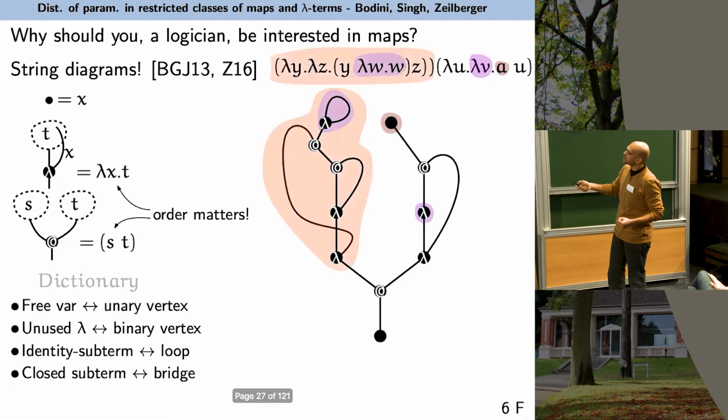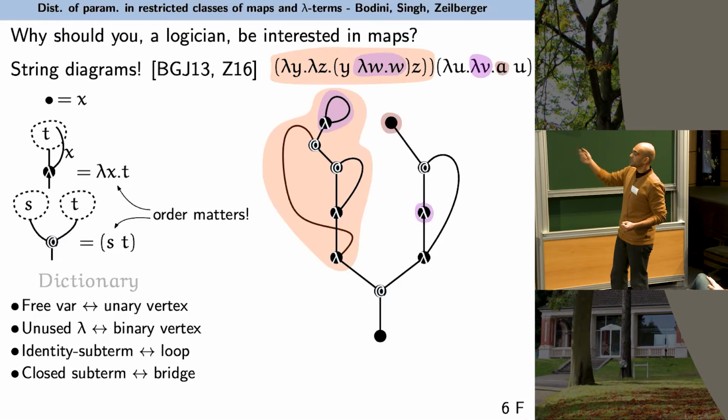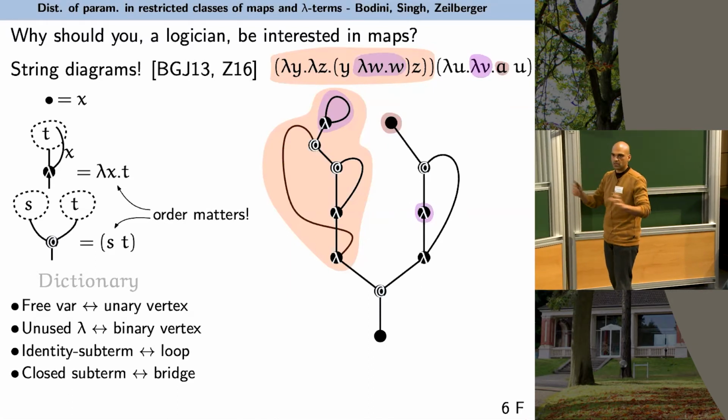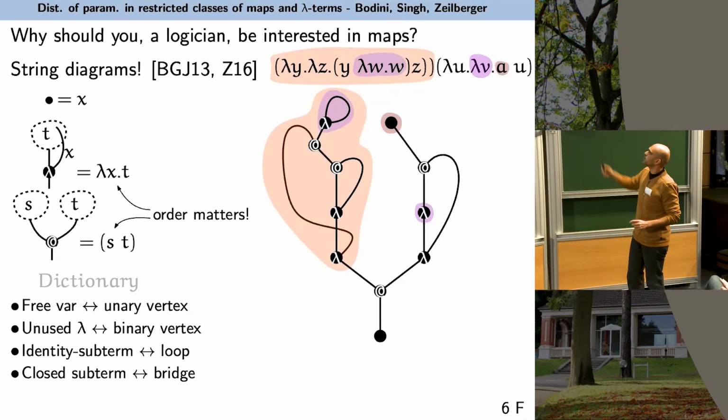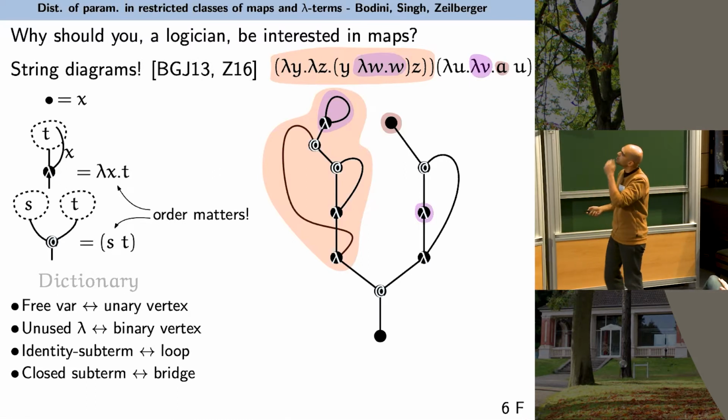And more generally, we can see that closed subterms are in correspondence with bridges. So here we have a bridge, and this defines a component if we cut it. And this component corresponds exactly to this closed subterm of the lambda term. A subterm is closed if it contains no free variables. So this is somehow a little subroutine which has no connections to the rest of the term, and we can think of it as an isolated subroutine in our program, say.